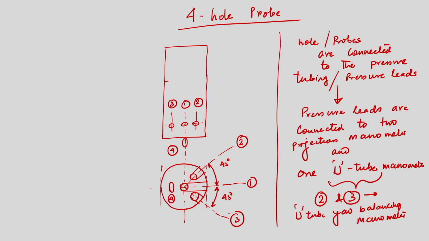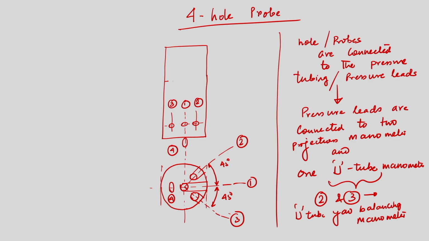So, there are 4 different probes. Probes 2 and 3 are connected to the U-tube yaw balancing manometer, and the other 2 probes are connected to the projection manometer, right. So that is what we have understood.